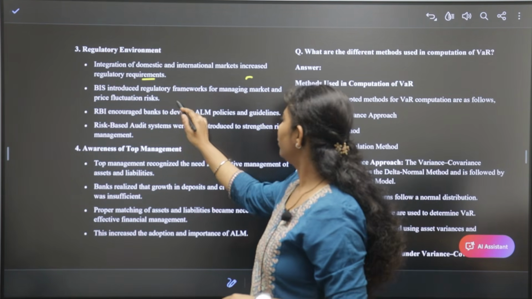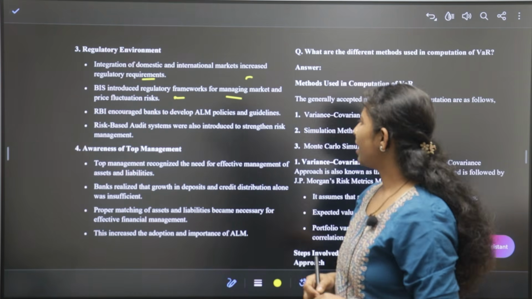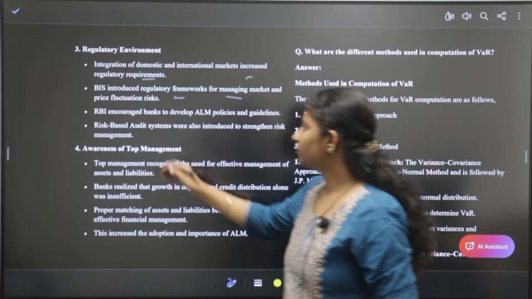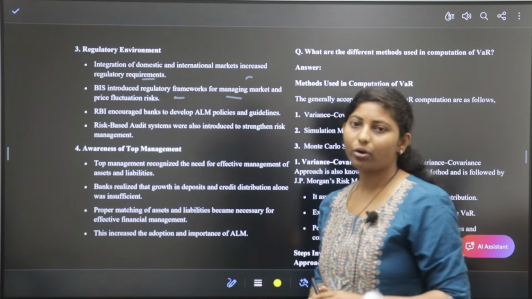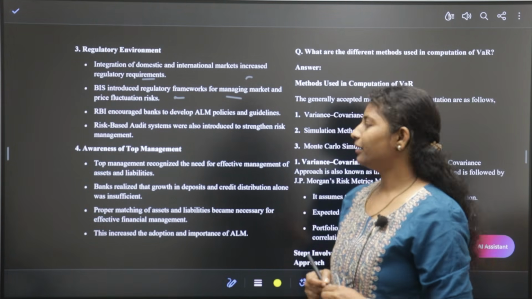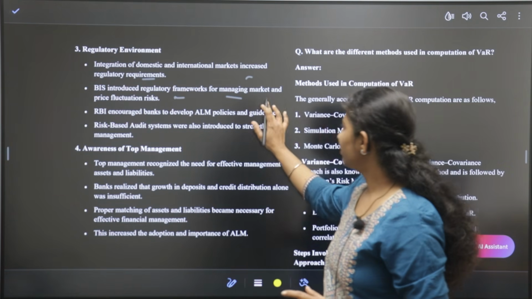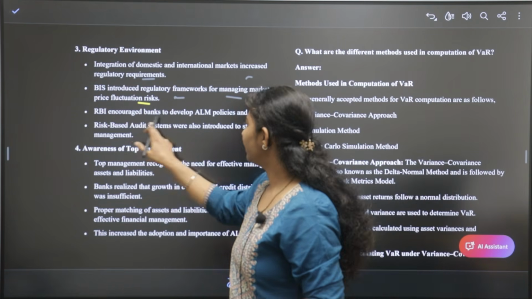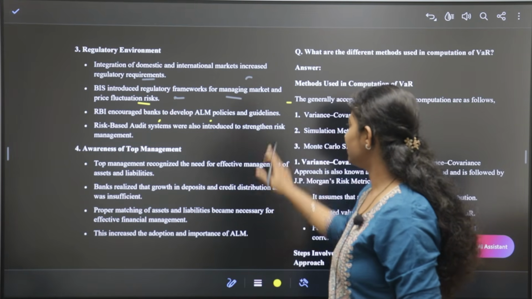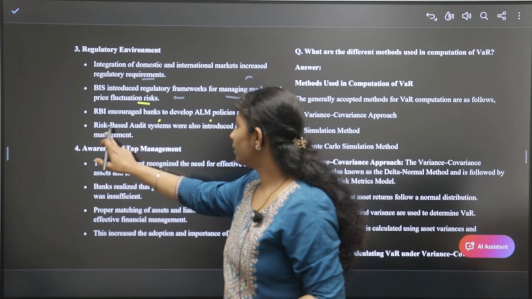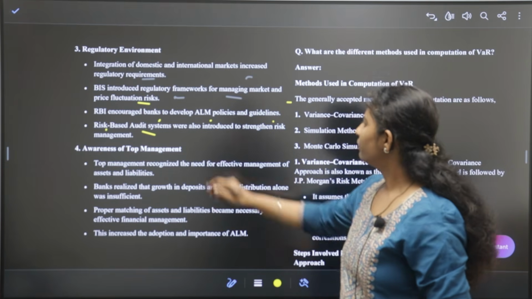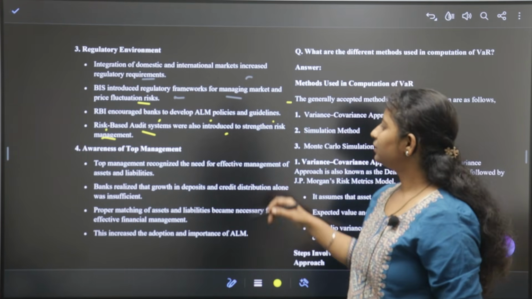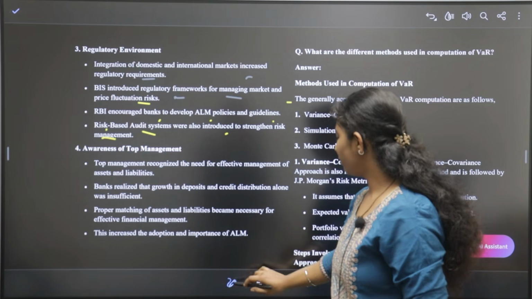BIS introduced a regulatory framework for managing market and price fluctuation risk. Okay, BIS is nothing but the Bank for International Settlements. Okay, for this international settlement also, ALM gives much benefit in managing market and price fluctuation risk. And also RBI encourages banks to develop ALM policies and guidelines. Next, risk-based audit systems were also introduced to strengthen risk management. Okay, so these are the things where the regulatory environment helps.